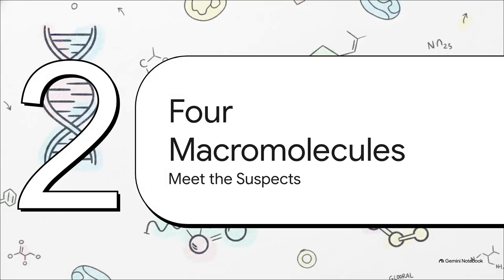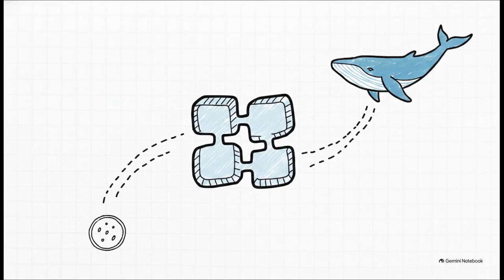Part 2. Meet the 4 macromolecules. So, if we're investigating living things, everything really boils down to 4 main suspects. We've got carbohydrates, lipids, proteins, and nucleic acids. Every single organism on Earth, from the tiniest bacteria in a petri dish to a massive blue whale, relies on this exact same core lineup. Let's break them down one by one and see how their unique shapes give them such specialized jobs.